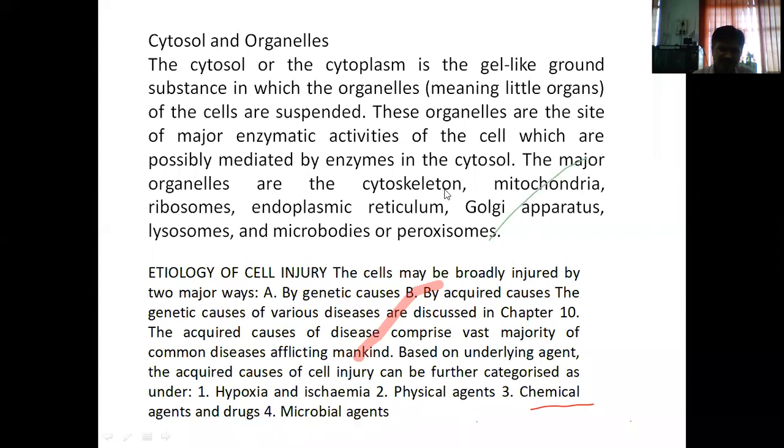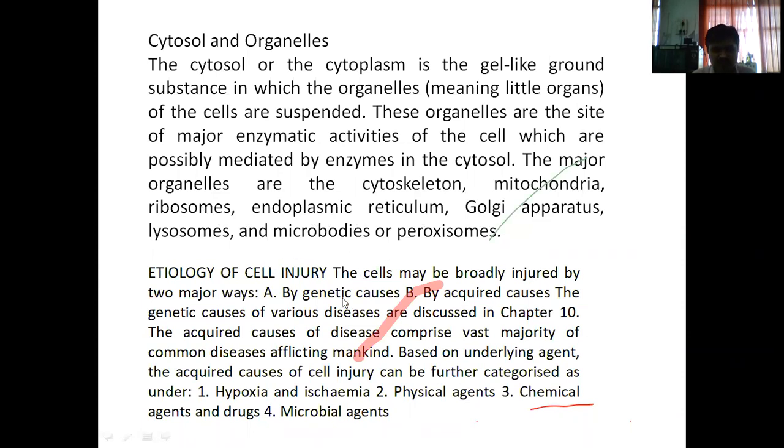Cytoskeleton, I told you yesterday, has three different parts: microfilaments, intermediate filaments, and microtubules. That is the idea regarding the cytoskeleton. Mitochondria, we all know. Then ribosomes, endoplasmic reticulum, Golgi apparatus, lysosomes, and microbodies or peroxisomes.